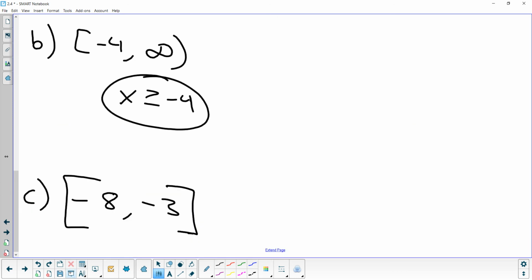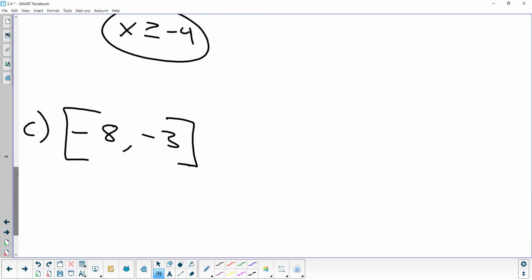And let's do this one. First of all, what kind of interval is this? Bounded or unbounded? Bounded. Yep, fully bounded because it has a definite number on each end. And is it open, closed, or half open? Michael? Closed. It's a fully closed, bounded interval.